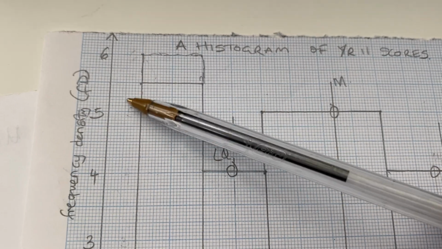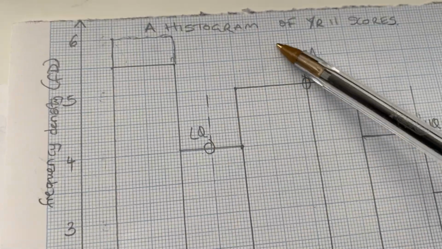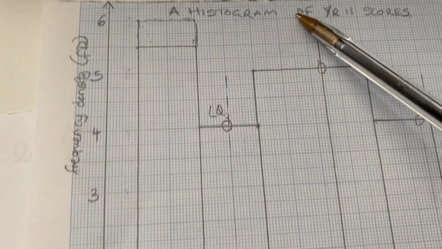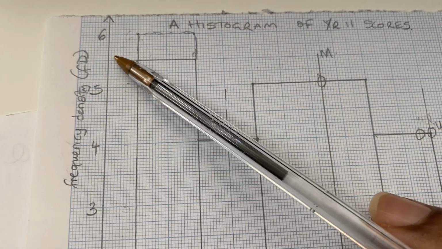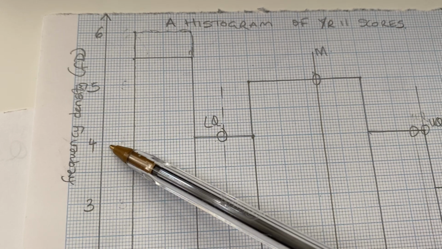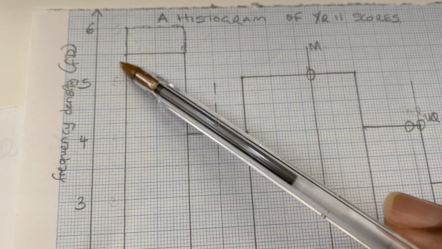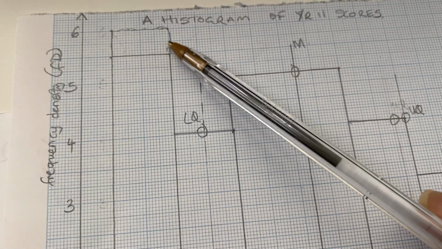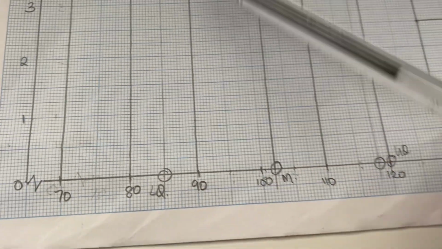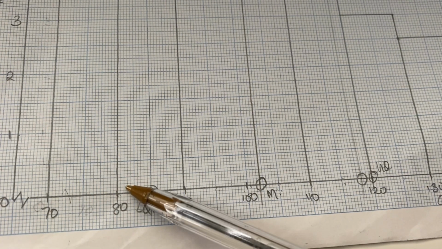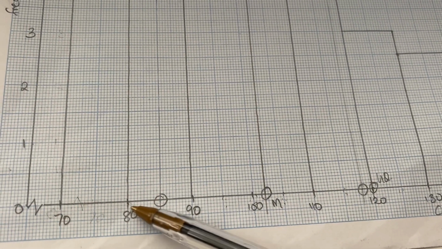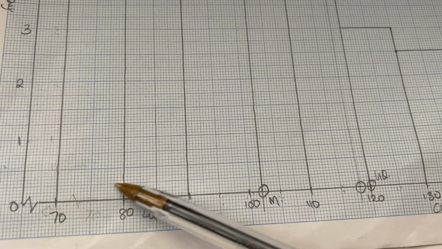So I denoted 2 boxes, and it's equal interval. This can be 5 and this will be 6 and that will be 4. You can't do that, as I've done here. Then on the x-axis is 70, 80. So the class width here is 10.